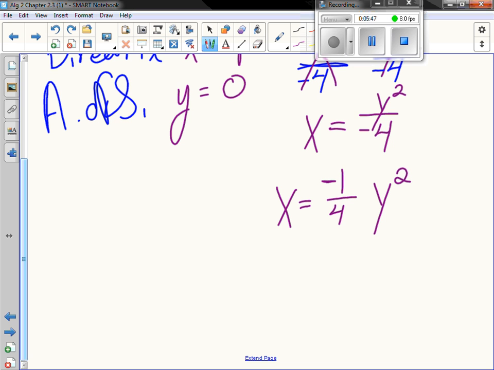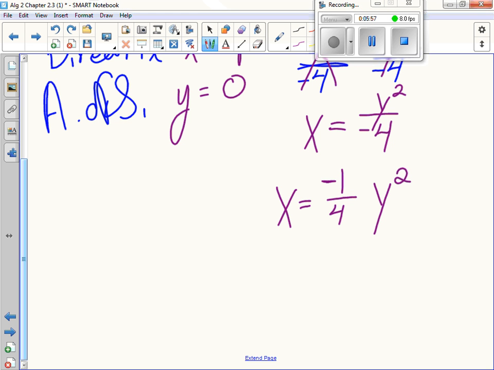I'm going to move the y squared out to the side instead of leaving it in the numerator. Does this change anything? Well, no, it's just saying -1/4 times y squared. These two are saying the exact same thing. I just have it off to the side instead of up in the numerator. Are we good with this here?